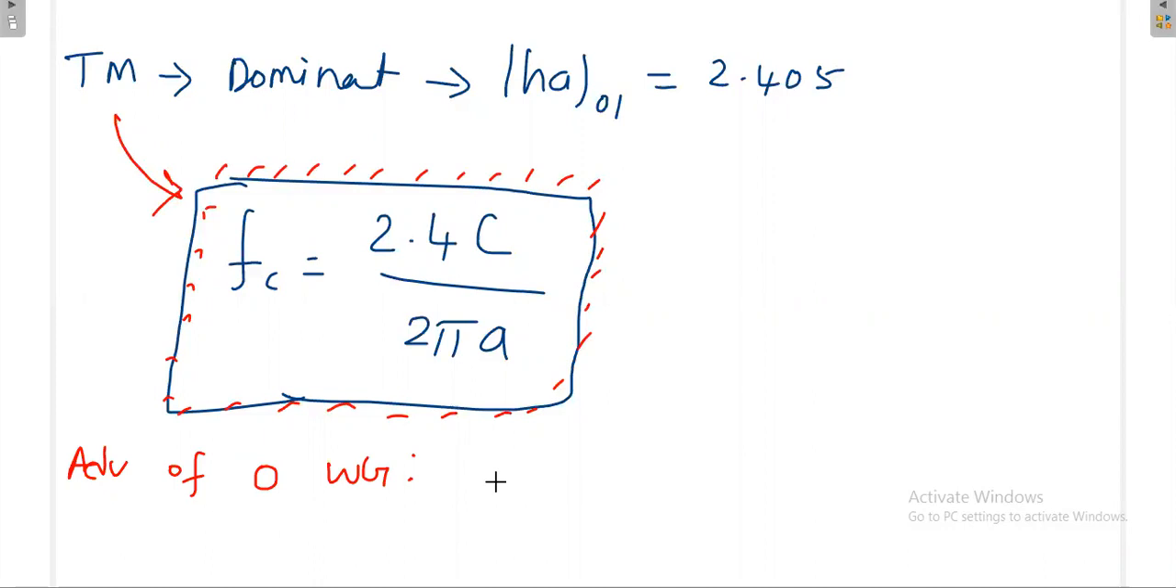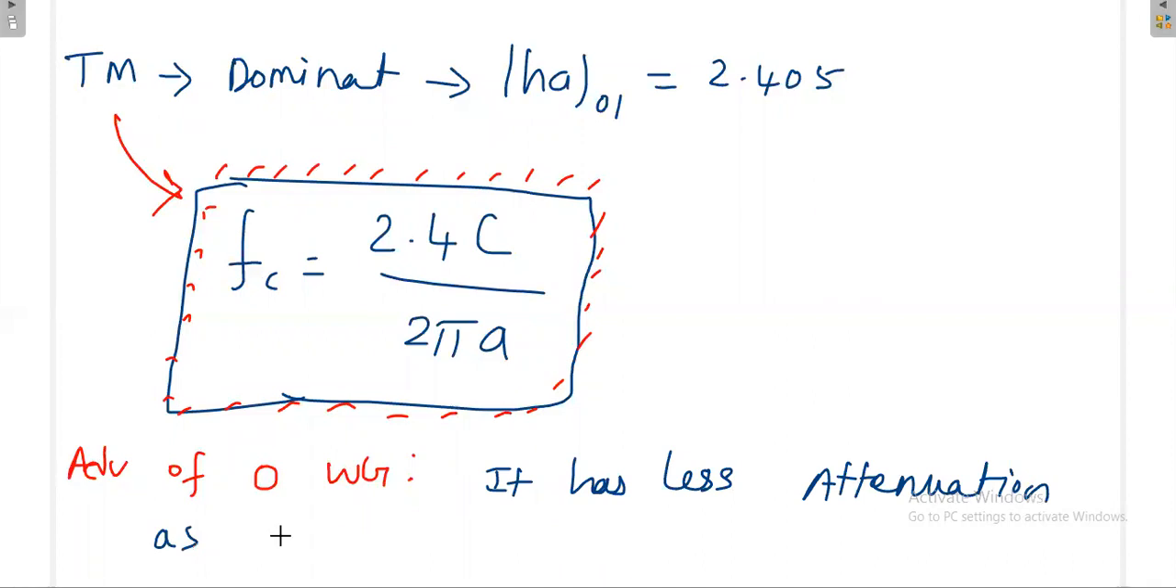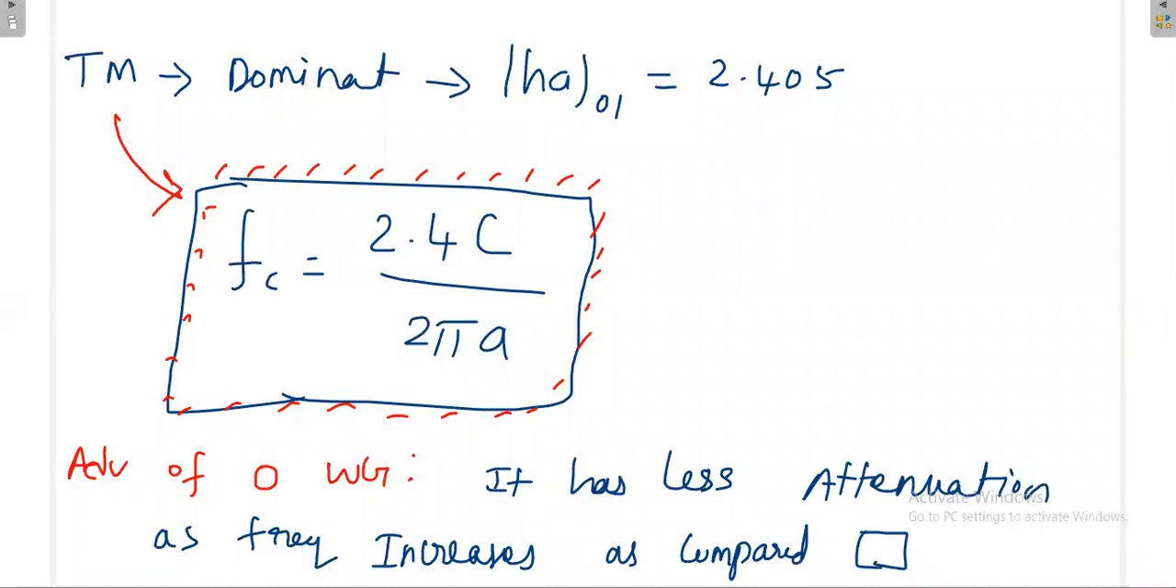That's why we are using the circular waveguide. So it has less attenuation. Okay, I'll write the statement. It has less attenuation as the frequency increases, as compared to rectangular waveguide.